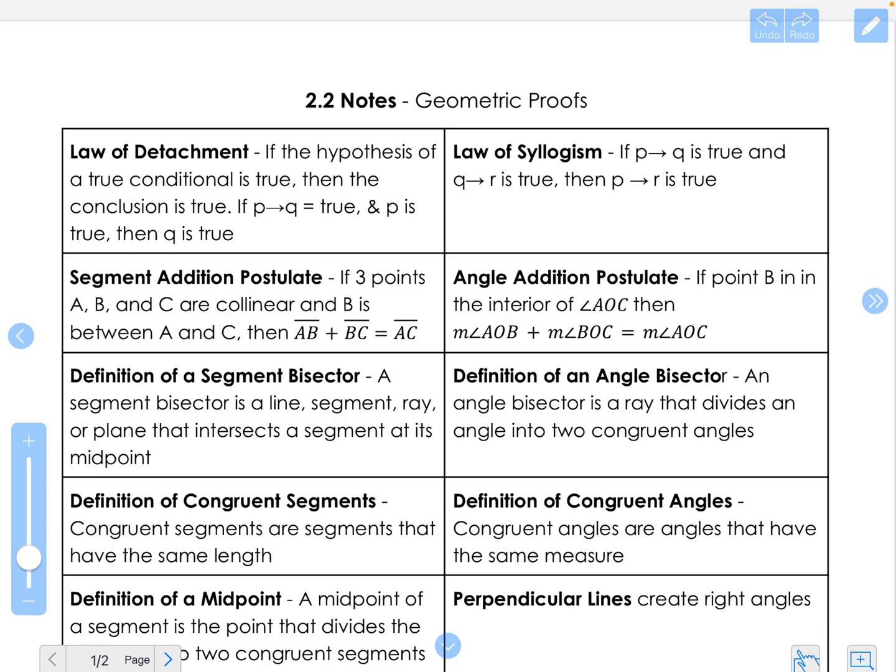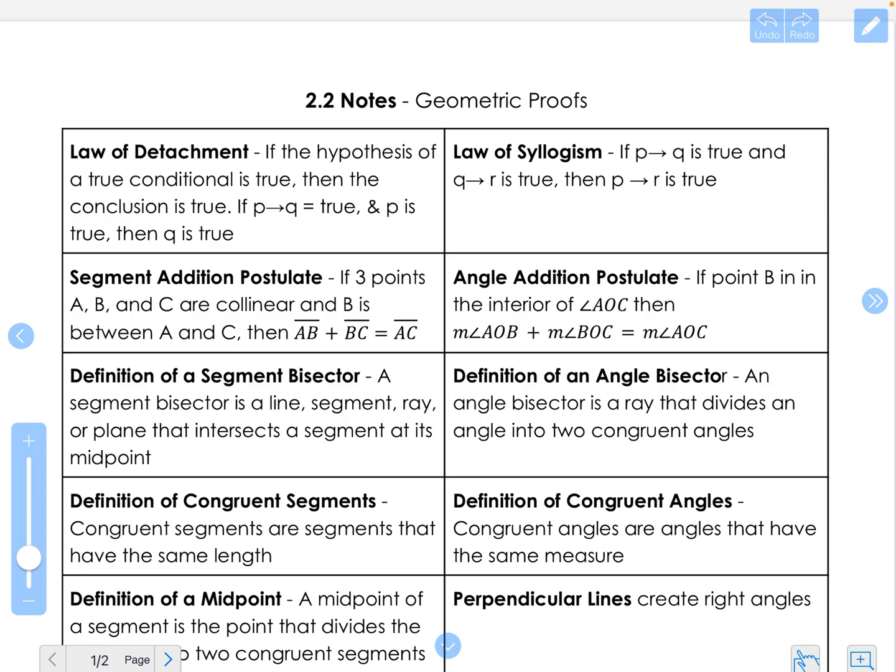Last time we looked at algebraic proofs. Now we're going to look at our geometric proofs. So our geometric proofs just means we're going to use our geometry problems and geometry vocab that we've learned so far this year and do proofs over those types of questions.